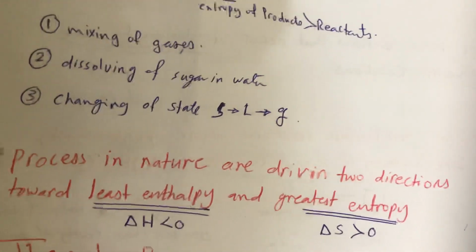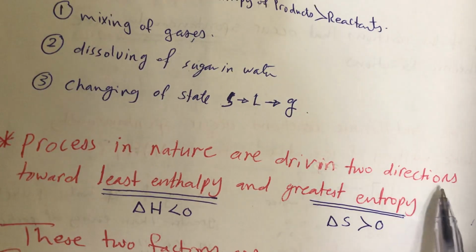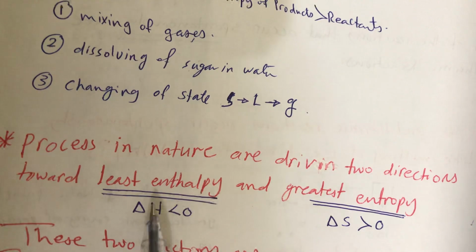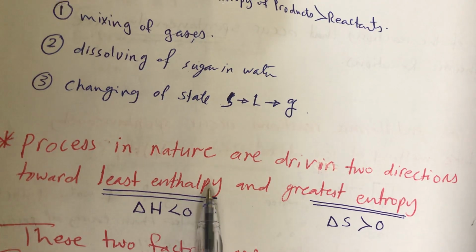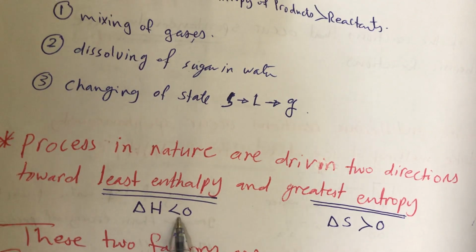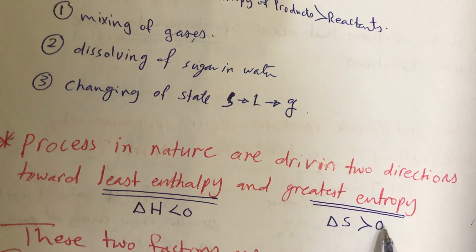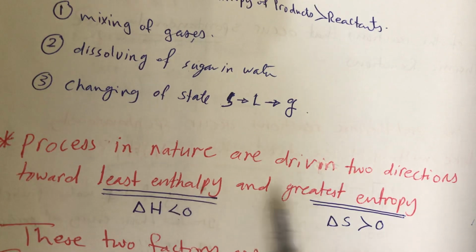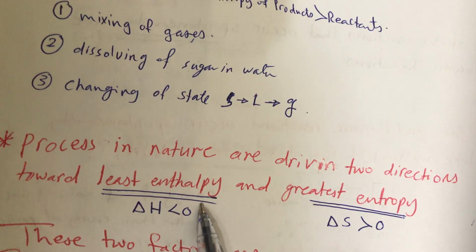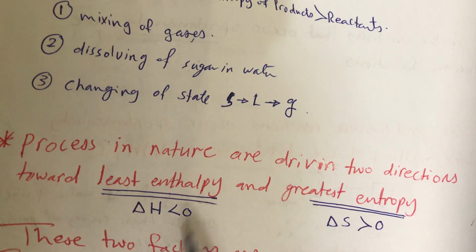So processes in nature are driven in two directions: toward least energy, enthalpy, where delta H is negative, and toward greatest entropy, where delta S is positive. These two factors oppose each other. So which of these is the dominant factor, delta H or delta S?